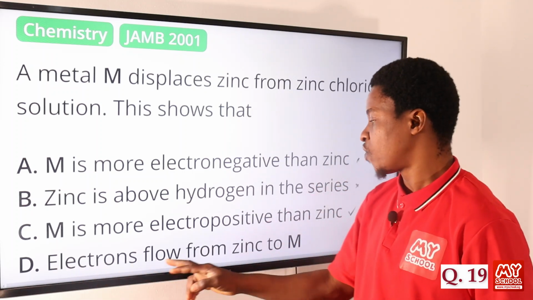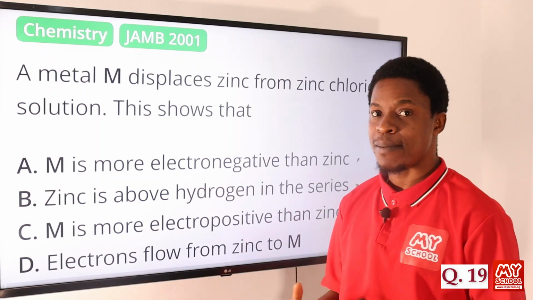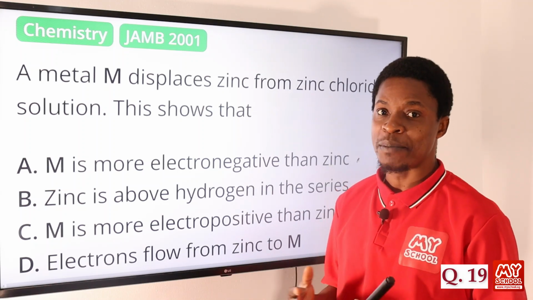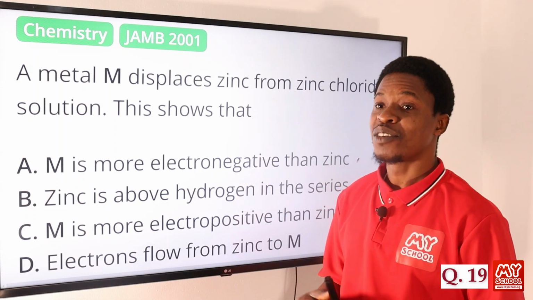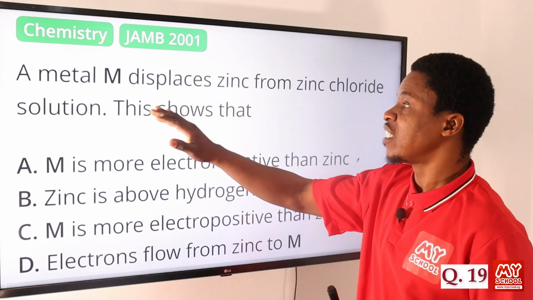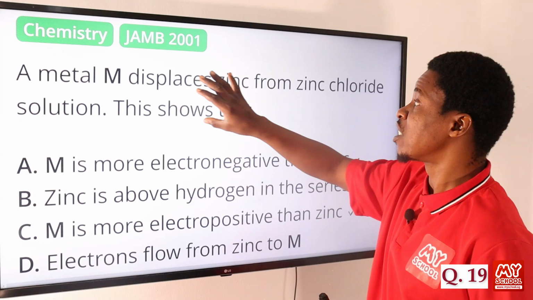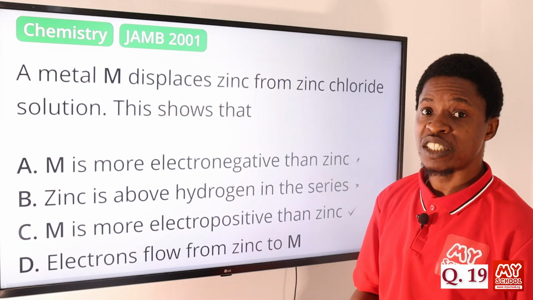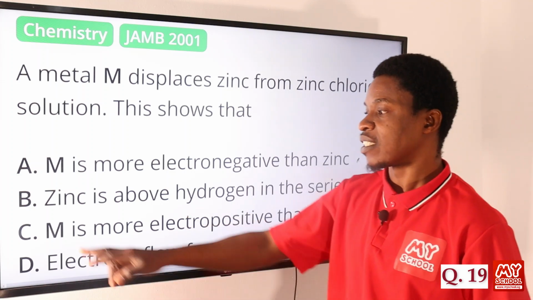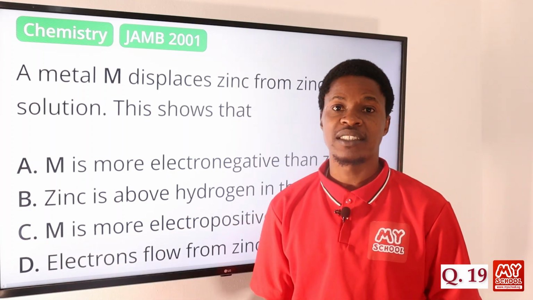Option D says electrons flow from zinc to M. We can't determine that yet because we don't even know what M is. But what this actually means is that for a metal to be able to displace another metal, it is more electropositive, it is more reactive than it. So for that, option C is the correct answer.